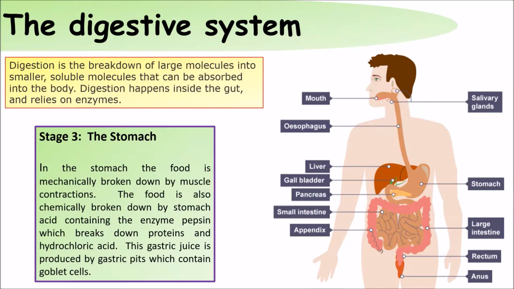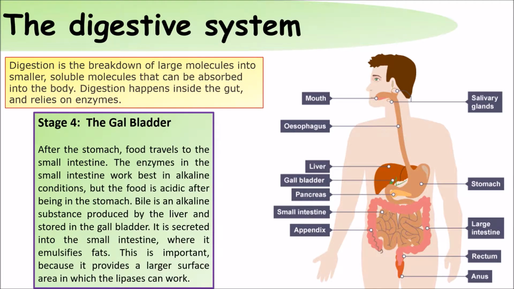Right, in the stomach, the food is mechanically broken down because the stomach churns it up, and also from gastric pits that are in the stomach lining, digestive juices are added. Digestive juices include the enzyme pepsin, which is a protease. It breaks down proteins into amino acids. Pepsin works best at low pHs, so acidic pHs. So gastric juice also contains hydrochloric acid, so the pH of the stomach is around pH 2.